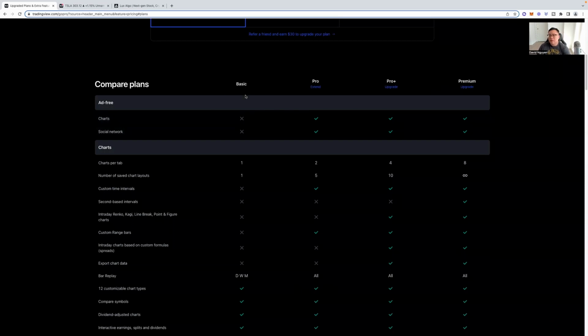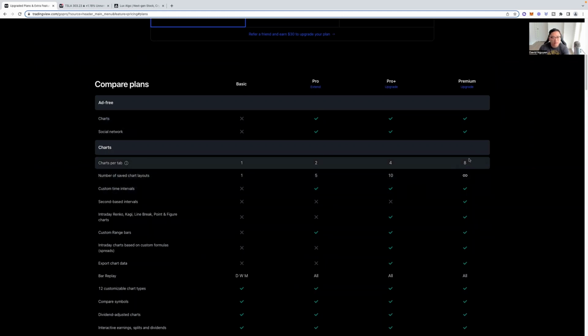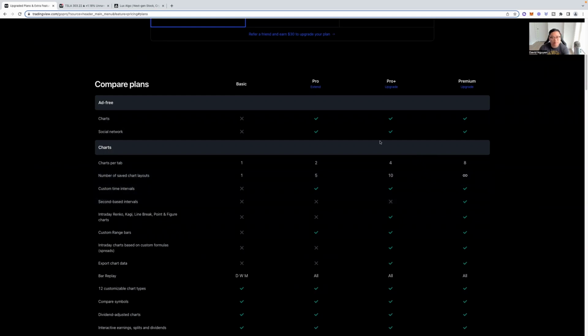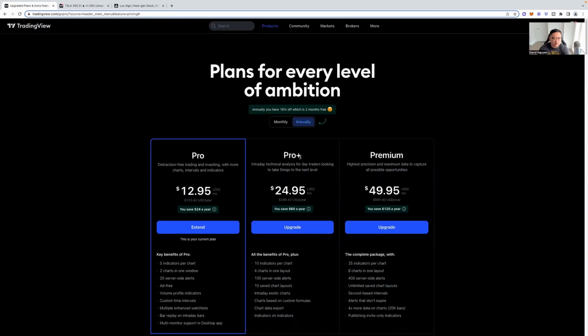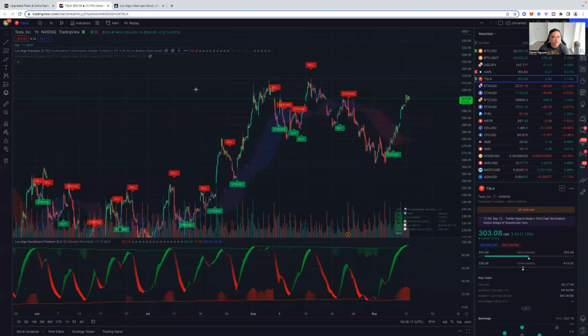If your bank account is hurting right now and you don't have a lot of money to spend right off the get-go, then stick with basic. If you're like myself, you don't like ads and stuff like that, then you'd go to the Pro, Pro Plus, or the Premium. Okay, you can compare them here, depending on how many charts you want per tab, etc. I just kind of stick with the Pro, but you guys can get whatever you want depending on your lifestyle.